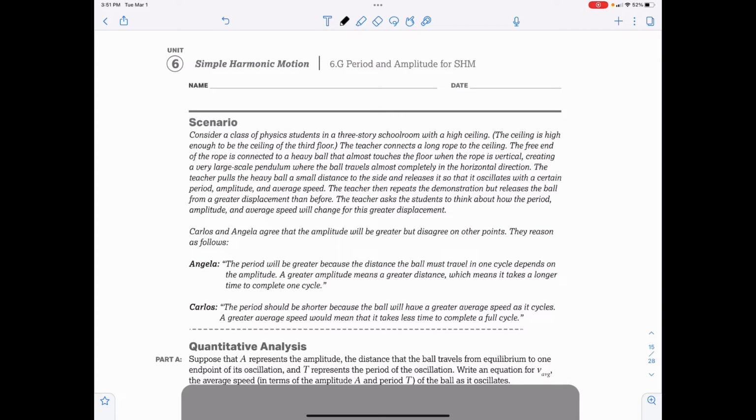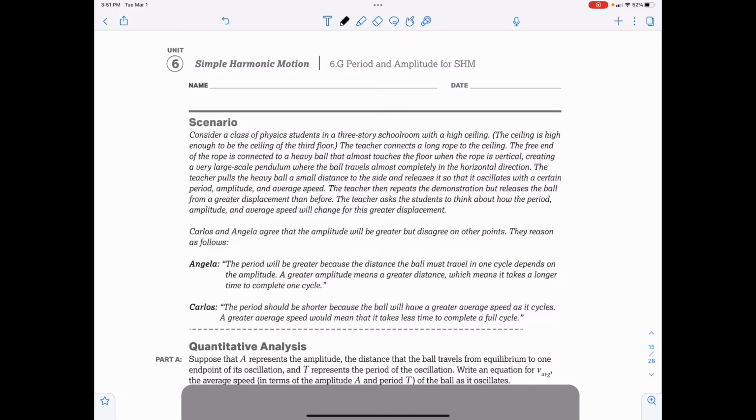The teacher pulls the heavy ball a small distance to the side and releases it so that it oscillates with a certain period, amplitude, and average speed. The teacher then repeats the demonstration but releases the ball from greater displacement than before. The teacher asks students to think about how the period, amplitude, and average speed will change for this greater displacement. Carlos and Angela agree that the amplitude will be greater but disagree on other points.